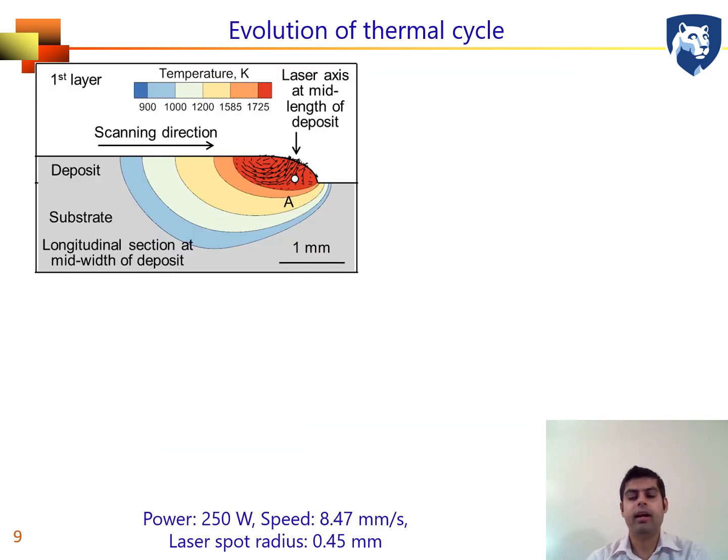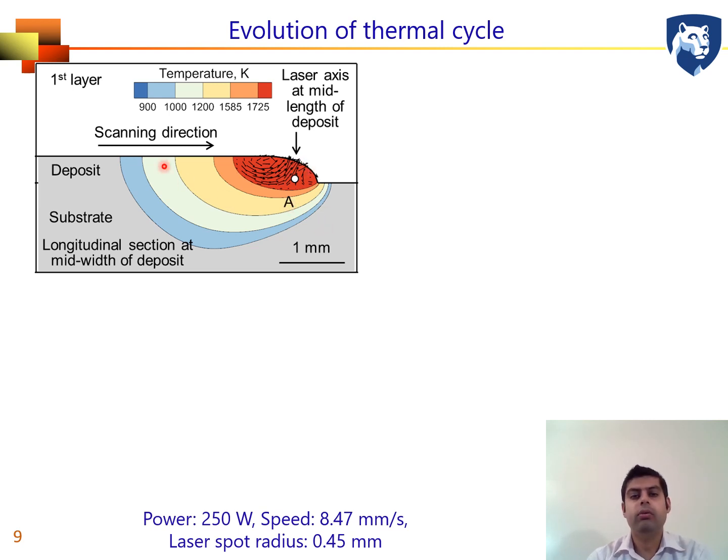As I have shown in the animation, the temperature field changes when we deposit multiple layers. So for a particular location, the temperature varies as multiple layers are deposited. For example, this picture shows the temperature field during the deposition of the first layer, and the white dot is the monitoring location for the thermal cycle, called point A. We are interested to see how temperature changes at that location when we deposit multiple layers.